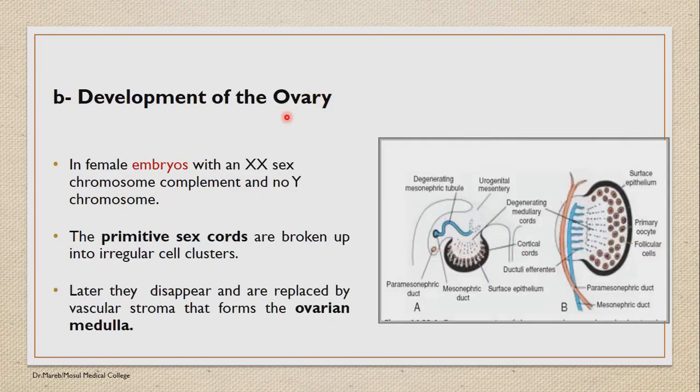Development of the ovary. In the female embryo with an XX sex chromosome complement and no Y chromosome, the primitive sex cords, which we spoke about in the indifferent stage, start to break into irregular cell clusters, and later they disappear and are replaced by vascular stroma that forms the ovarian medulla. So the primitive sex cords break into irregular cell clusters, disappear, and are replaced by vascular stroma, which gives rise to the ovarian medulla.